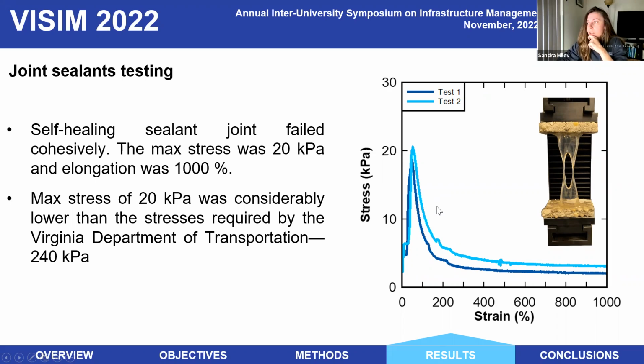and that the maximum stress developed in the joint was 20 kilopascals. Some transportation agencies, such as the Department of Transportation in Virginia, require that this stress is at least 240 kilopascals. So that means that we are really below that, and we should make additional changes in the formulation of the sealant to achieve that.